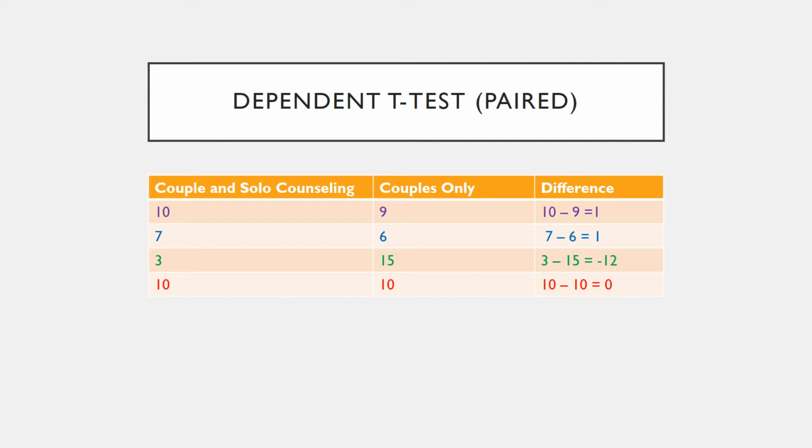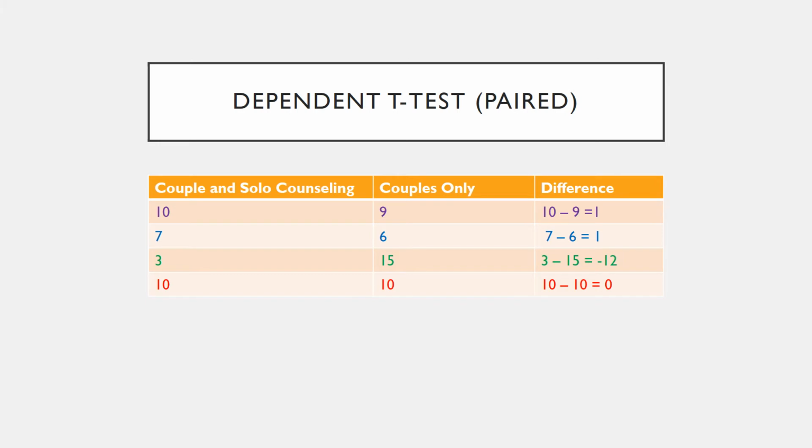So we have 10 minus 9, that's 1. So notice if we do a bigger number minus a smaller number, we get a positive number. And then the second people were my roommates, and so we have 7 minus 6, that's 1. And then remember we had our dogs. So we have 3 minus 15 equals negative 12. So notice if you have a smaller number minus a bigger number, you get a negative number.